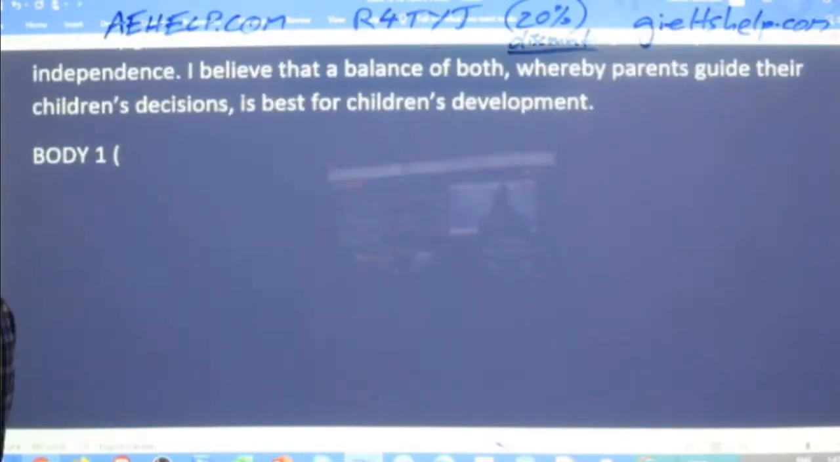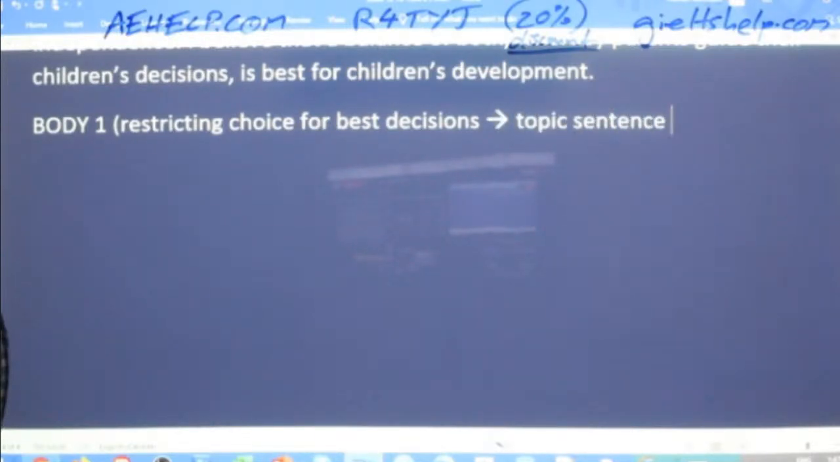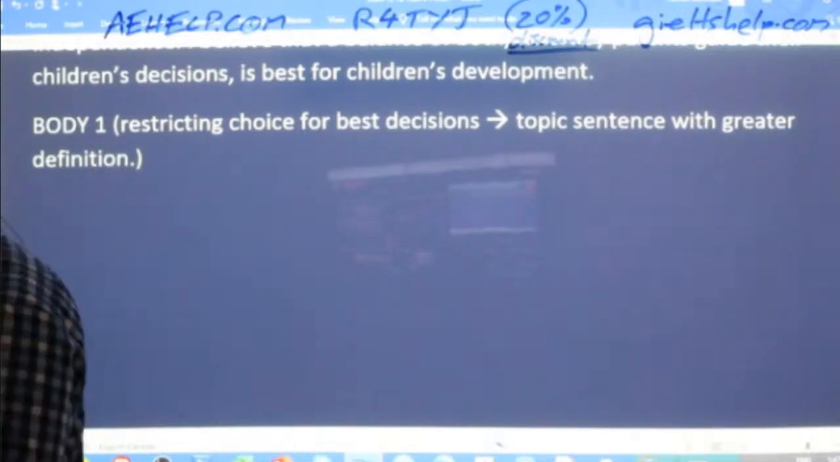So body 1 is about restricting choice for right decisions, for best decisions. So write a topic sentence for this, okay? With greater definition. All right.